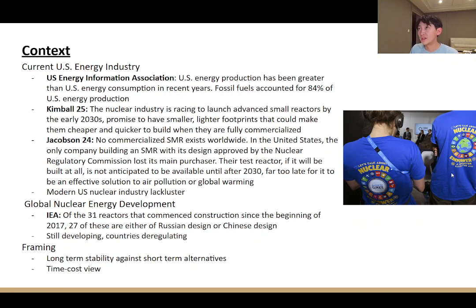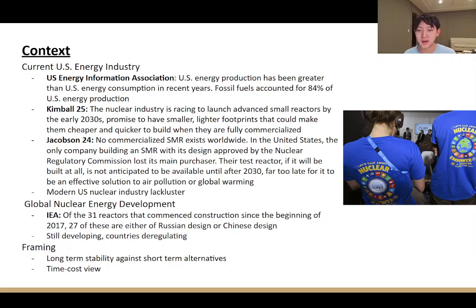So next, let's look at the context. What does the current US energy industry look like right now? According to the US Energy Information Administration, US energy production has been greater than US energy consumption in recent years. Fossil fuels have accounted for 84% of US energy production.